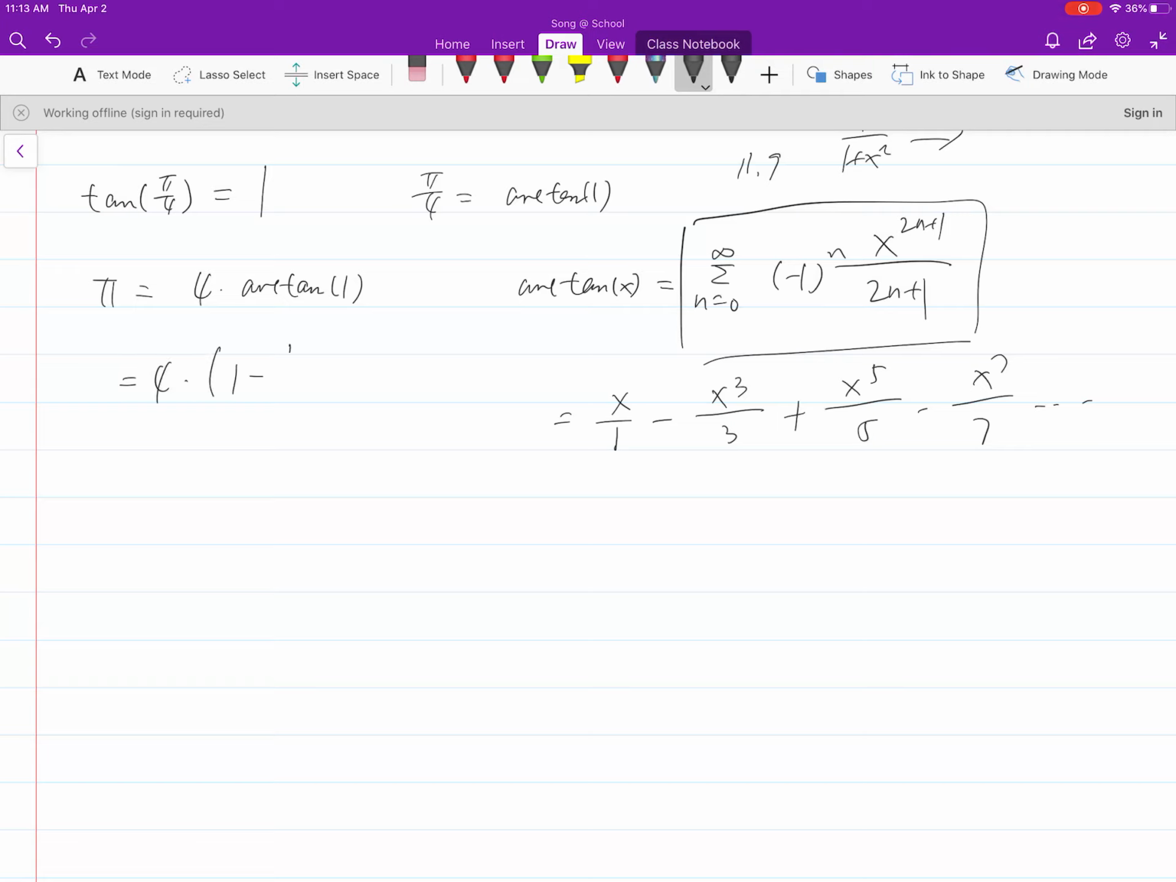So what is arctangent 1? That is going to be 1 minus 1/3 plus 1/5 minus 1/7 plus 1/9 minus 1/11, and keep going. That's it. 4 times this is going to give you pi, because this comes from arctangent 1, which is pi over 4. Now all you need to do is select a value. I'm just going to say, hey, I'm going to stop here and use a calculator to compute 1 minus 1/3 plus 1/5 minus 1/7, which equals a number. And then use this number times 4.